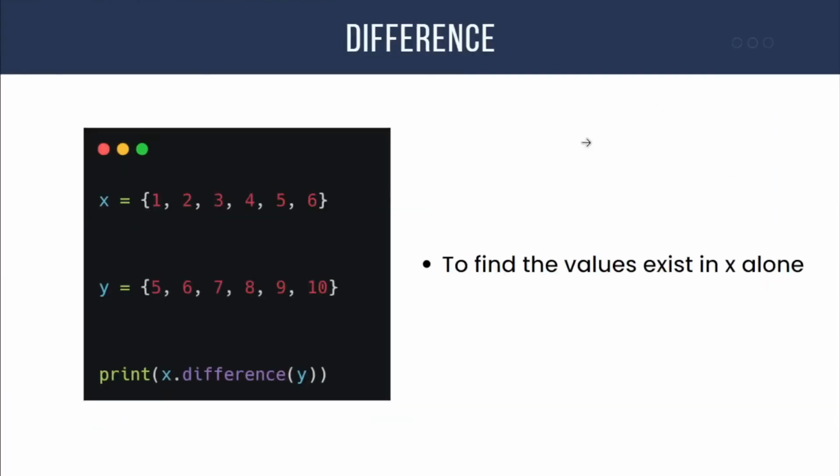So next one will be difference. If you are having two different sets, and if you want to find what is the difference between them, which means, say I am having 6 elements in X, and in Y I am having 6 elements. So what are the unique values present in X alone? If I need that, I can call this dot difference. So it will give me the difference present in X.